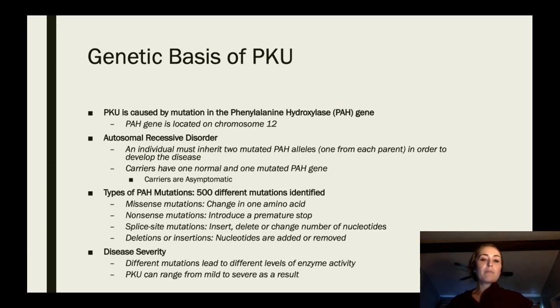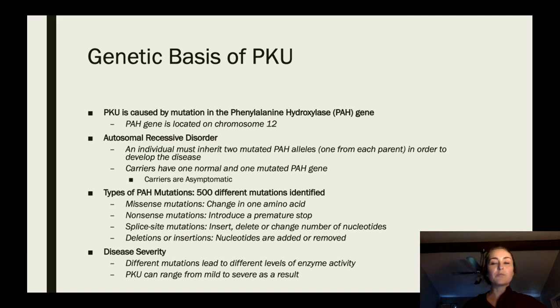So what is the genetic basis of PKU? We know that PKU is caused by a mutation in phenylalanine hydroxylase, or PAH. The PAH gene is located on chromosome 12. It is an autosomal recessive disorder, and an individual must inherit two different mutated PAH alleles, one from each parent.